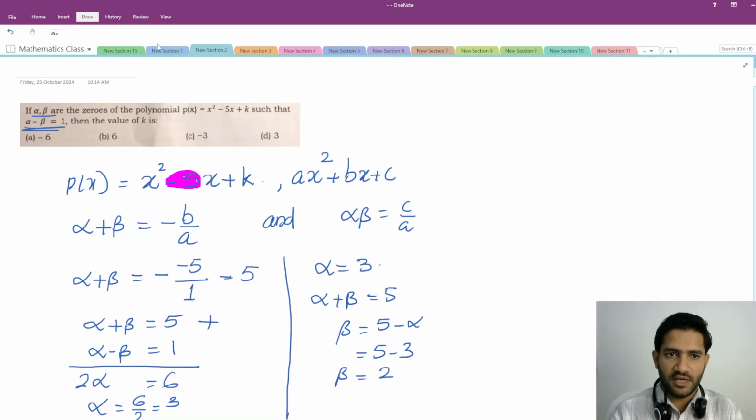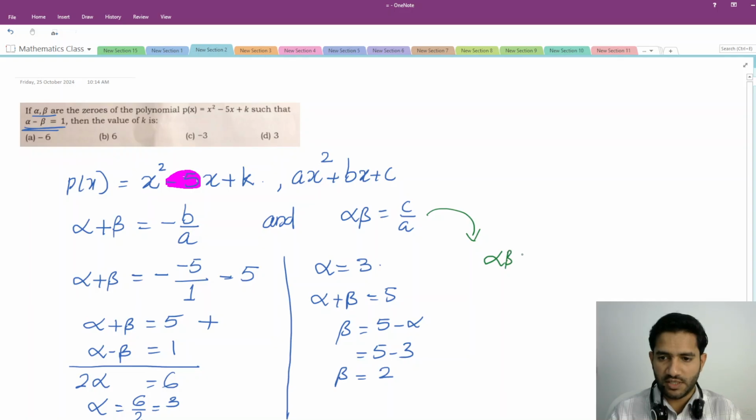Now look at the second relation, the second result related to zeros and the coefficients. We have alpha into beta equal to c by a. So alpha, that is 5, sorry, alpha is 3. Alpha equal to 3, beta is equal to 2, it is equal to c, the constant. Here in the question, k is the constant, a is 1. So 6 equal to k. Option B is the answer, 6 equal to k.